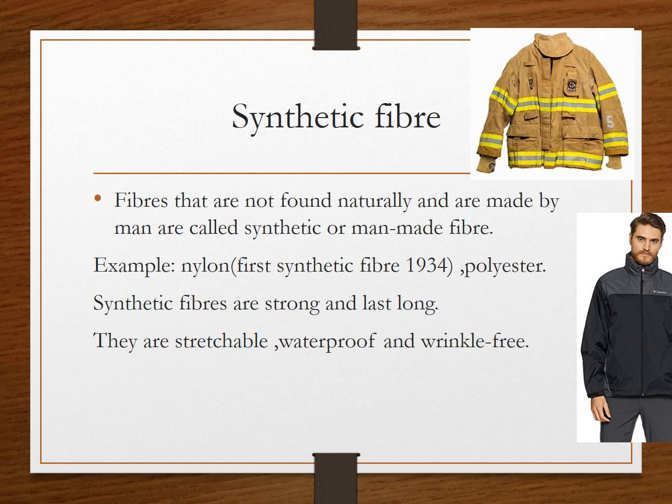Synthetic fibers. So what are synthetic fibers? These are fibers that are made by man and they are not found naturally. Fibers that are not found naturally and are made by man are called synthetic or man-made fibers. Examples are nylon and polyester. These are nylon and polyester dresses. This is a fireman's coat made of polyester or nylon, and this is a jacket, again nylon. These fibers are very strong and they last for long. They are stretchable, waterproof, and wrinkle free.